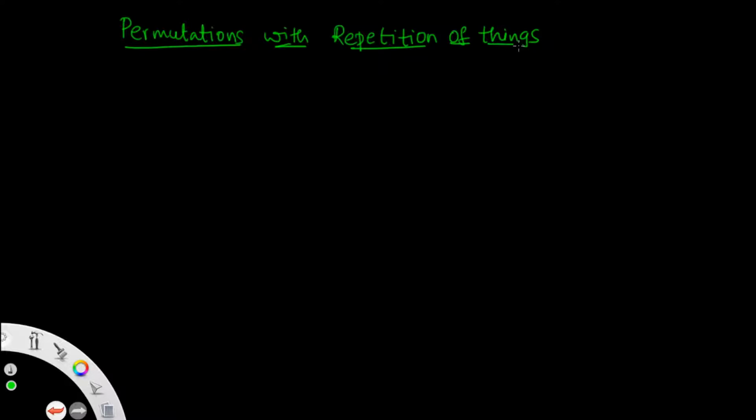The number of permutations of n dissimilar things taken r at a time when repetition of things is allowed any number of times is n to the power of r. In the first exercise we learned that the number of permutations of n dissimilar things taken r at a time is denoted by nPr. So that is the nPr formula.